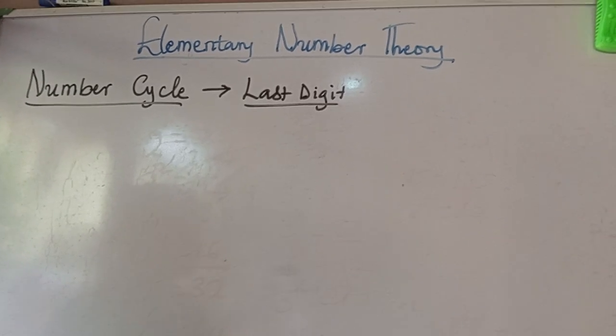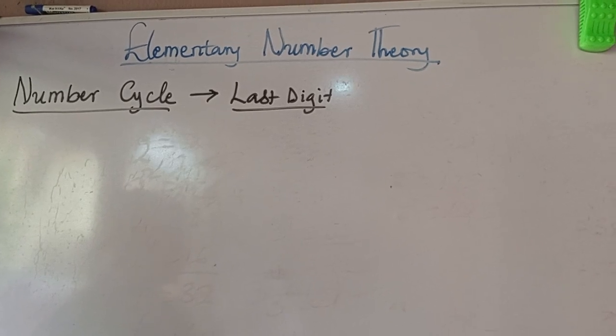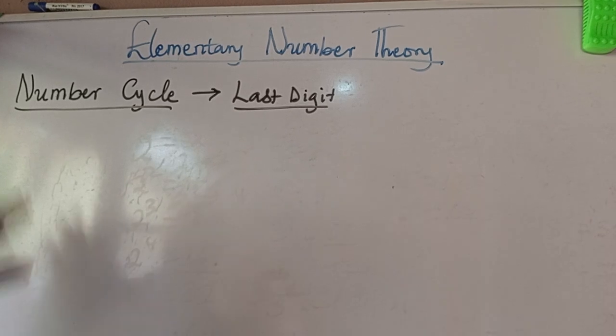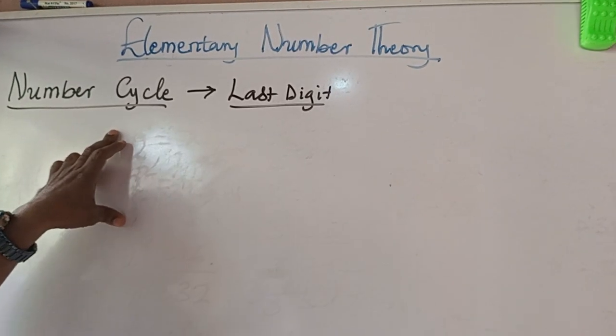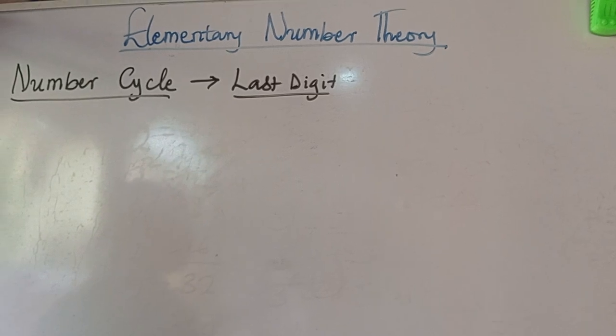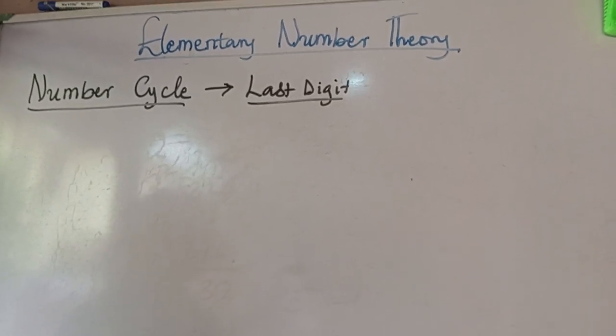Today we are introducing a very large topic, one that is called the queen of mathematics, elementary number theory. And we are beginning with number cycle, with specific reference to the last digit of a number. The Americans say the ones digit, while some people call it the units digit.